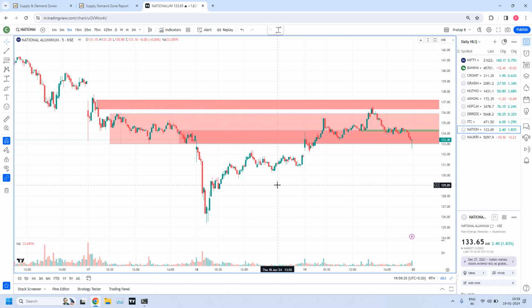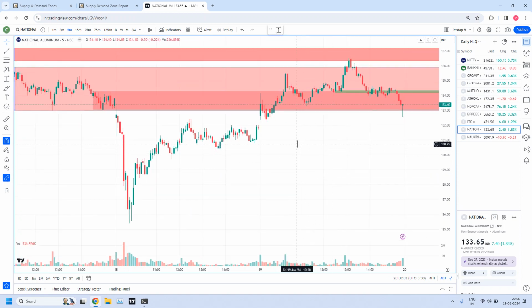So this is one good learning you have to take from National Aluminium. All these points, whatever I am telling you, are good learning points, because I am explaining from my experience. This is the way you have to observe all these points. All these points are to understand the price action.